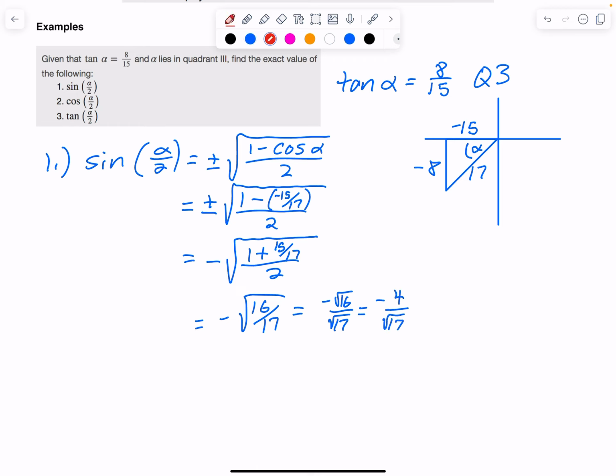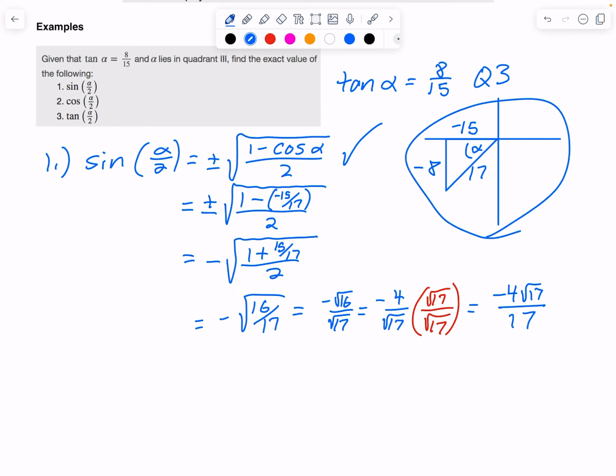And then they're going to want you to rationalize. So they're going to want you to multiply top and bottom by the square root of 17. So we get negative 4 square roots of 17 over 17. So again, this is just using the formula that was given. And then we had to just work it all out. That's all it was. But the cosine came from drawing our triangle.